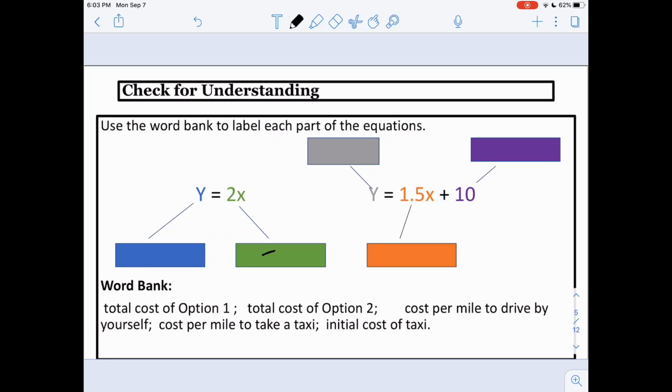Now let's check for understanding. Use the word bank below to help you label each part of the equations. Pause the video here for 3 minutes while you complete the task.